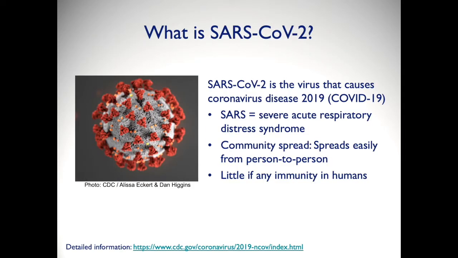What is SARS-CoV-2? The virus has been named SARS-CoV-2, and the disease it causes has been named Coronavirus Disease 2019, which is abbreviated COVID-19. SARS stands for Severe Acute Respiratory Syndrome. Community spread means some people have been infected, and it's not known how or where they became exposed. There is little, if any, immunity in humans.